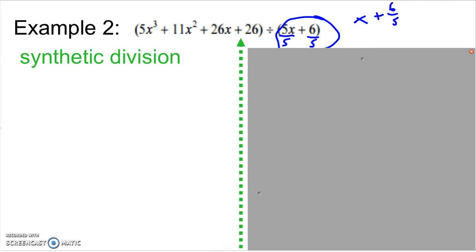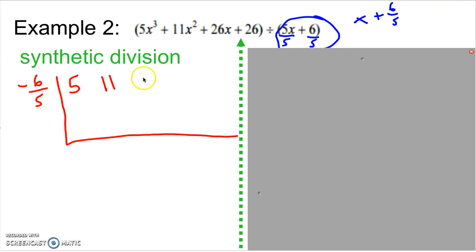We still have to take the opposite there. So we're going to use -6/5 as our number outside of our L. Our coefficients are 5, 11, 26, and another 26, all coming from our original problem. All right, so the first step, of course, is to bring down the first coefficient. And now we multiply, and you can use your calculator for this. I know it's scary when you see fractions, but your calculator can handle it.